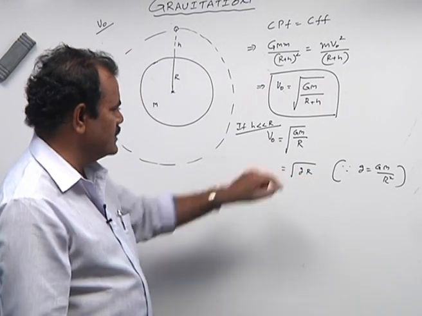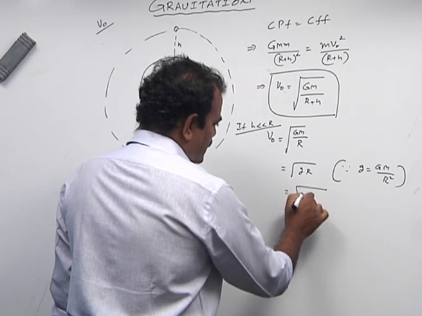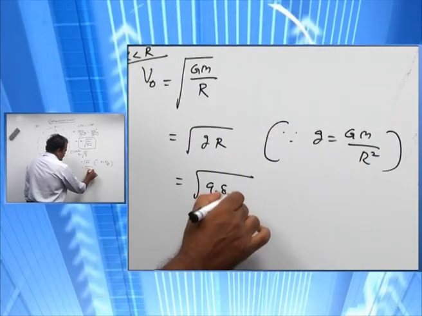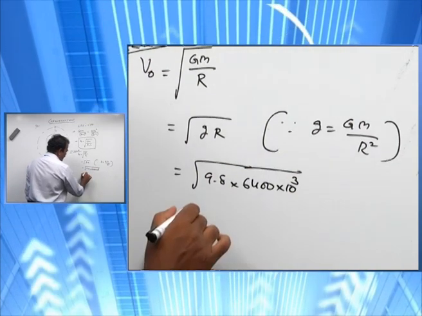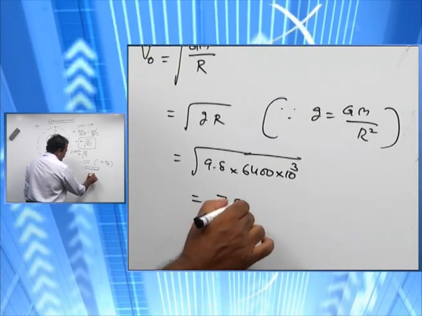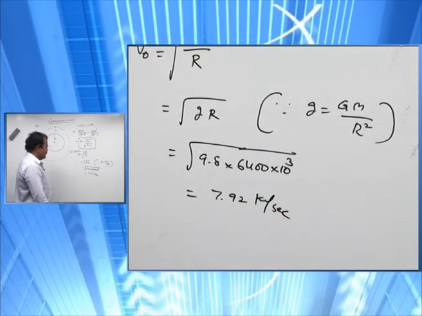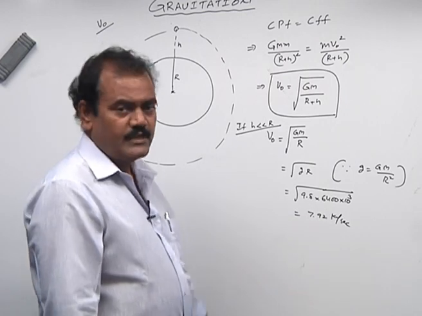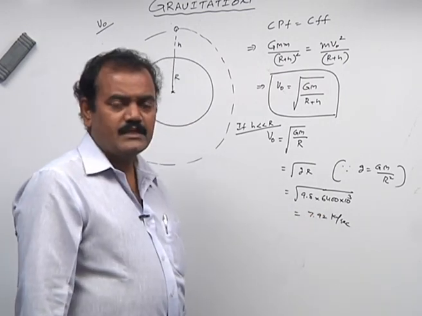In that case v0 is equal to the square root of gR, where g is 9.8 and R is 6400 kilometers. It is converted into meters like this, and ultimately you get 7.92 kilometers per second. So it is 7.92 kilometers per second. This is the orbital velocity.